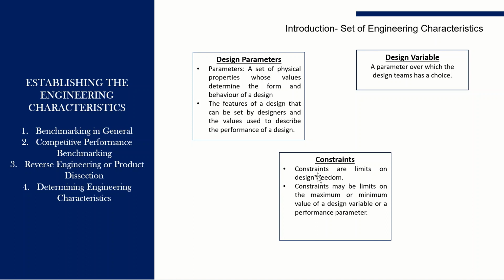These engineering characteristics need to be engaged with the customer requirements. From the customer requirements, how can we match with the engineering characteristics? From the customer requirements, we want to have a relationship with the EC. How? Under establishing the engineering characteristics, we will discuss benchmarking, competitive performance benchmarking, reverse engineering or product dissection, and determining engineering characteristics.